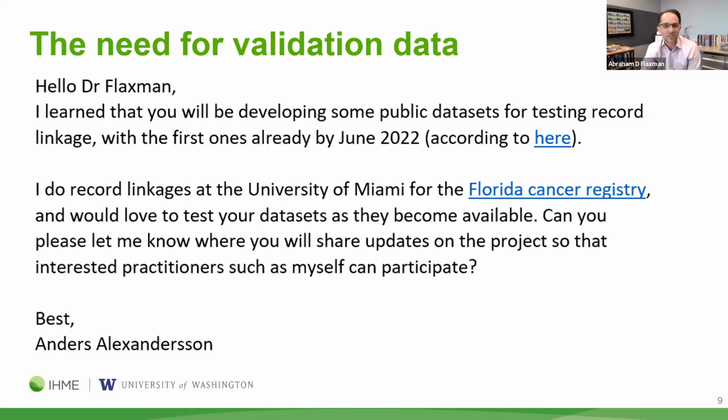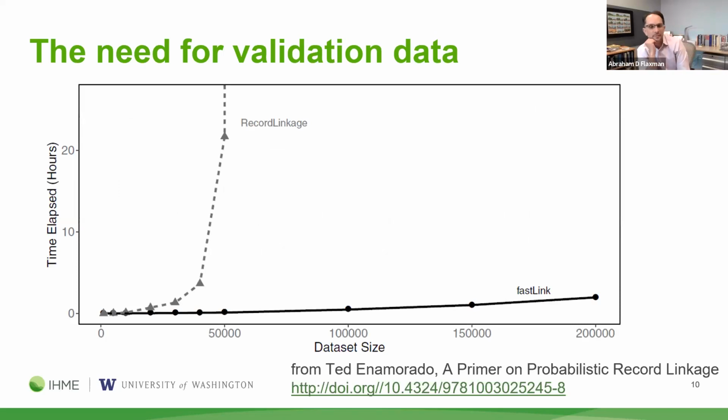Another reason I think there's a need for this validation data is looking through the literature. When people develop new methods for entity resolution, record linkage, or even just new software codes, they often write up some of their findings showing that their new method has some benefits. Here's a typical figure from that sort of research from a political science researcher, Professor Enamorado, who's written a very nice introduction to probabilistic record linkage. This primer can get anyone up to speed if they want to see how it works, and it comes out saying his approach, which is an R package called fastLink, is pretty awesome.